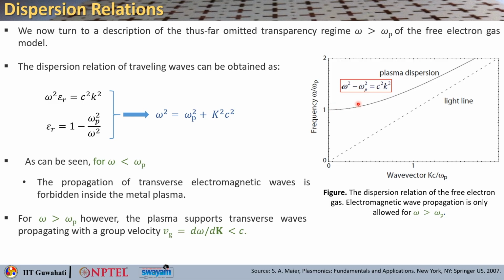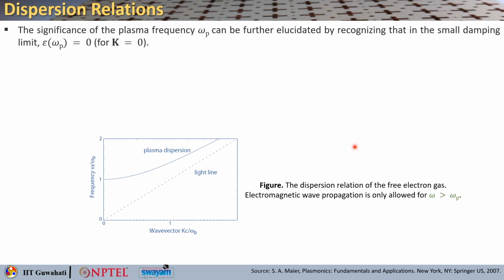The plasma then supports the transverse wave that can propagate inside the material with a group velocity Vg, which is nothing but the slope of this curve, d omega by dk. That will be less than c. This slope is obviously less than the light line, so you will have a slower moving wave in the material.